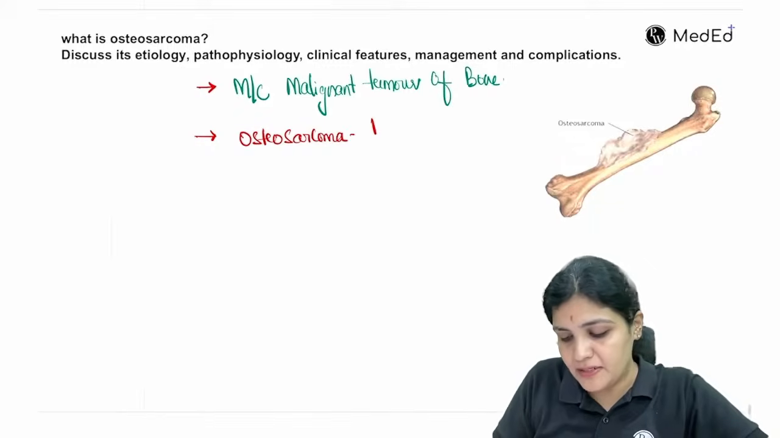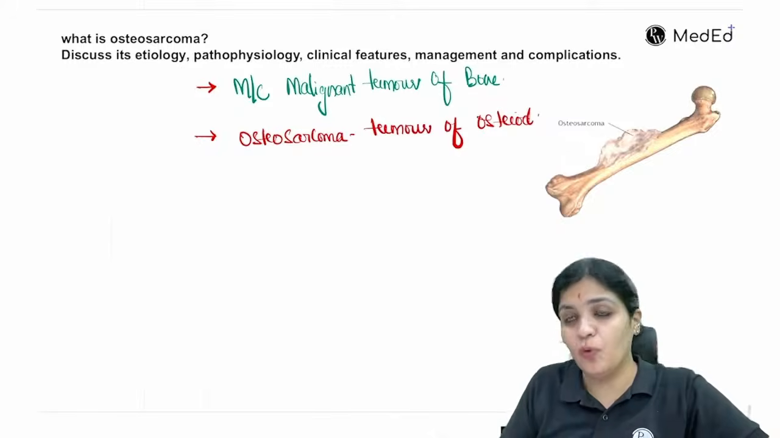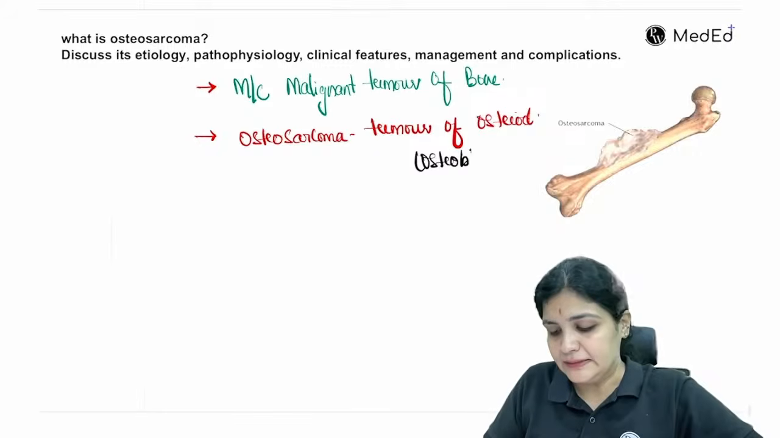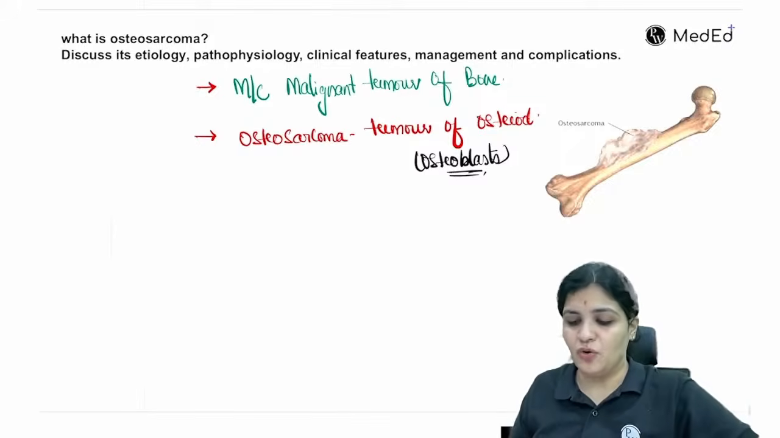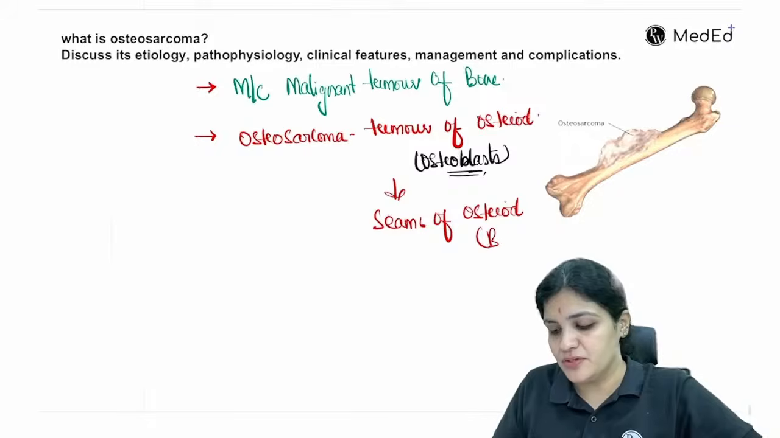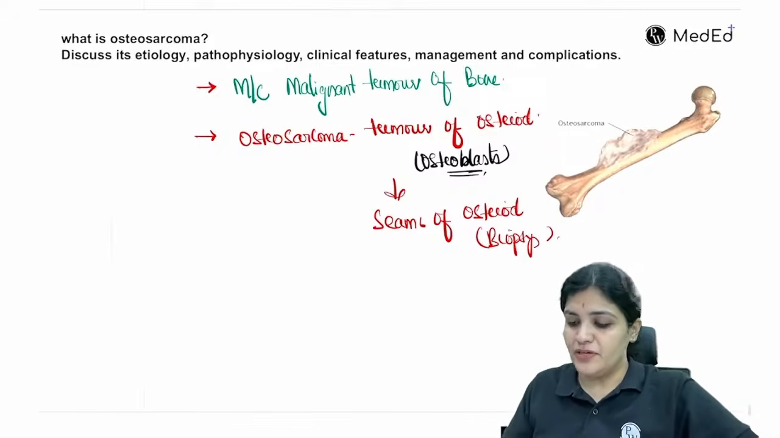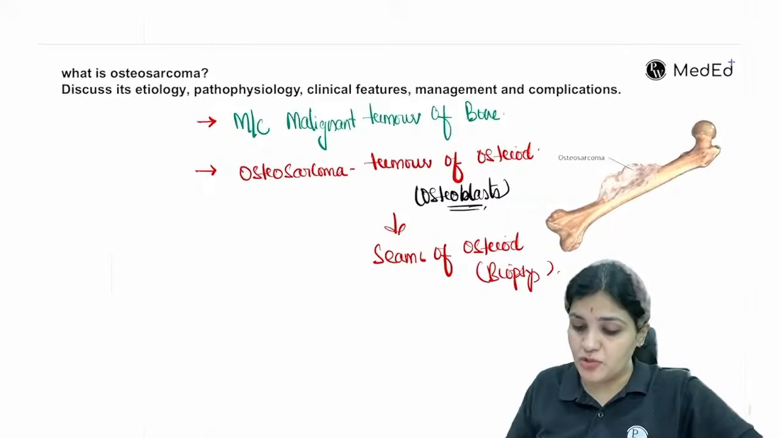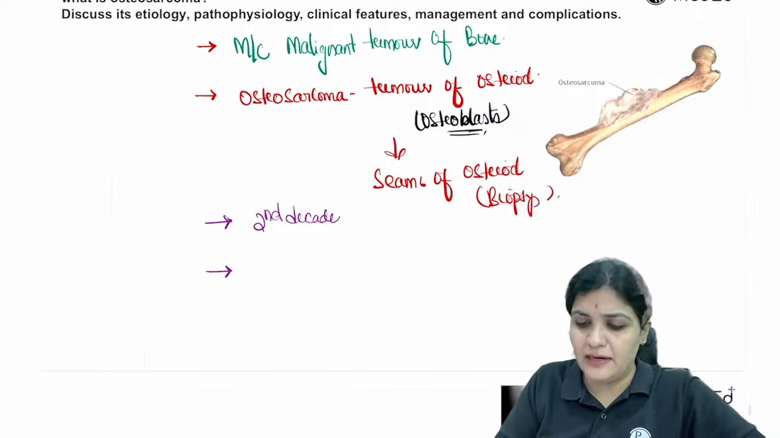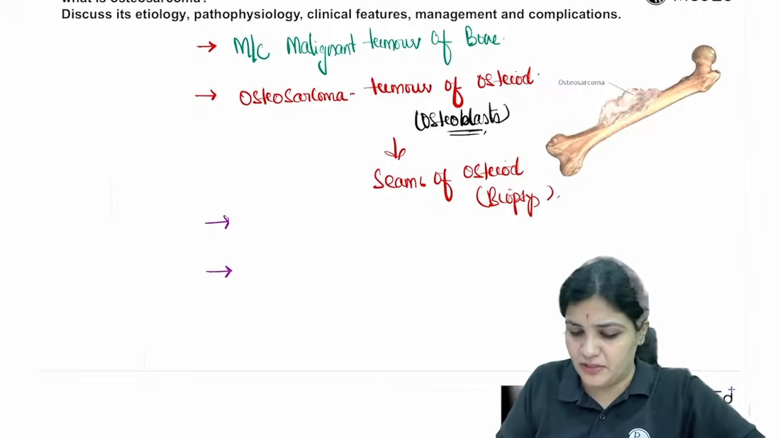Osteosarcoma is nothing but a tumor of osteoid. That means this is a bone forming tumor. So bone is formed. It is a tumor of osteoblasts. On the biopsy, what you see is seams of osteoid. That is how you diagnose it, right? So the first thing to remember is that osteosarcoma is the most common malignant tumor. Again, it occurs in the second decade, that means 10 to 20 years of age.